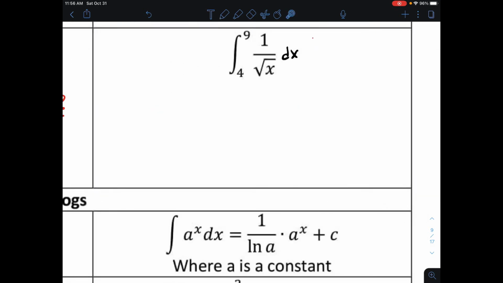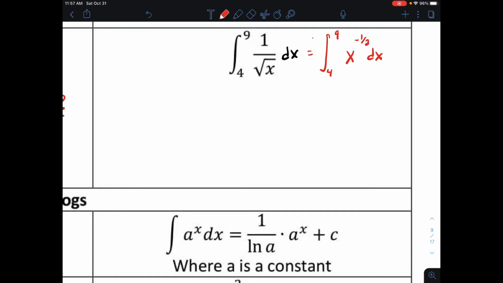Okay, so new problem here. I want to find the value of the definite integral from 4 to 9 for 1 over the square root of x dx. So in order for us to apply our rules, I need to rewrite the 1 over the square root of x dx as x to an exponent power. 1 over the square root of x is the same thing as x to the negative 1/2 power. So I'm going to do a rewrite so that way I can apply my power rule for integration.